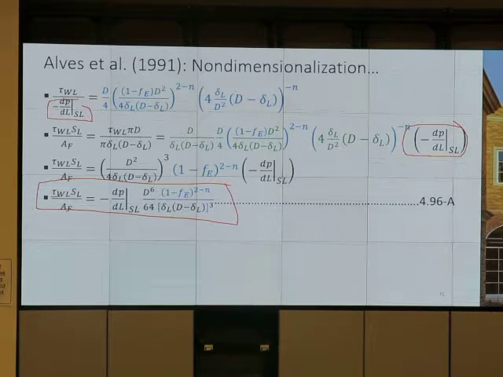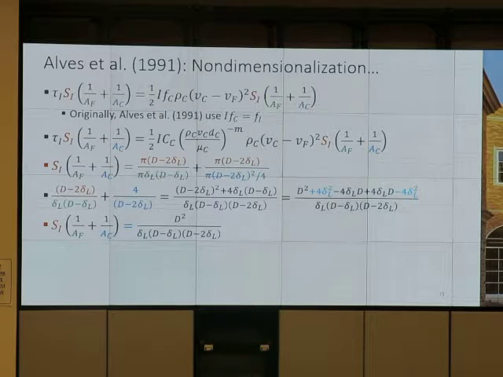Tau S over A equals minus dP/dL something, and you're going to get the dimensionless thing. S sub I, tau I S I. We try to substitute everything so that it is in terms of thickness. Do some math, a little bit long. Substitute IFC equal to Fi.